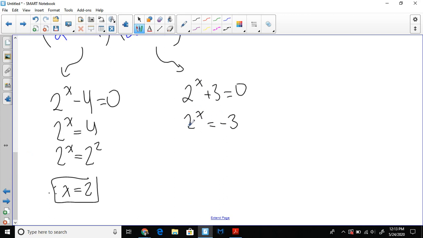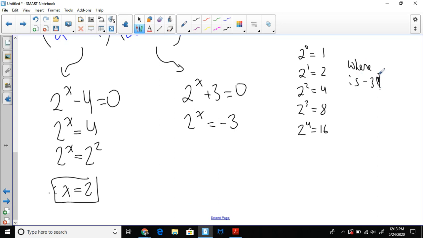you look at this and you say, okay, what's the problem? If we just roll out the powers for a second, 2 to the power of 0 is 1. 2 to the power of 1 is 2. 2 squared is 4. 2 cubed is 8. 2 to the 4 is 16. Where is negative 3? Oh God, it's ugly, right? Where is it? It's not there, because you can never find an x that will make this equation true.